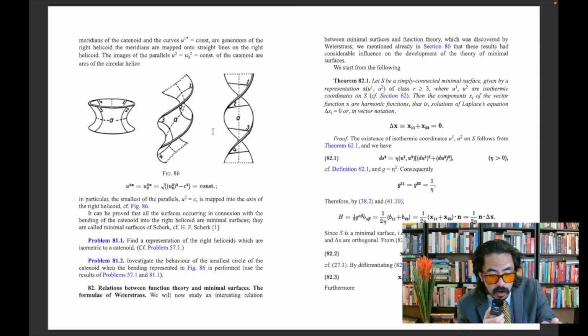It can be proved that all the surfaces occurring in connection with the bending of the catenoid into the right helicoid are minimal surfaces. They are called minimal surfaces of Scherk. And go figure, we can read all about that in Scherk's work. And we have come to the problems.